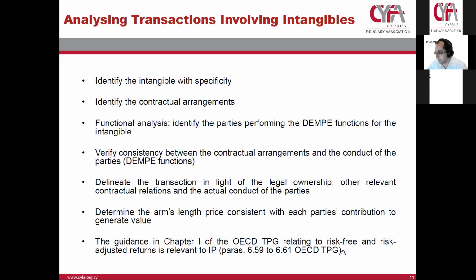So the risk-free return is typically determined by reference to a government bond. So let's say that if we're talking about dollars, the U.S. government or Treasury bond yield could be a proxy for a risk-free rate. So whatever is above that will be the risk-adjusted return, and that goes to the DEMPE functions, whoever performs them.